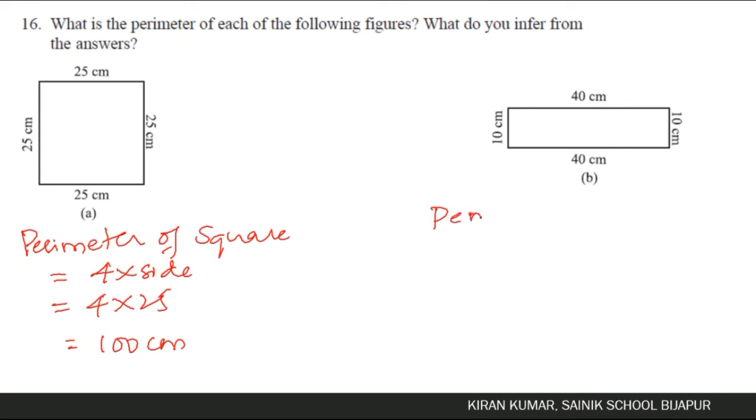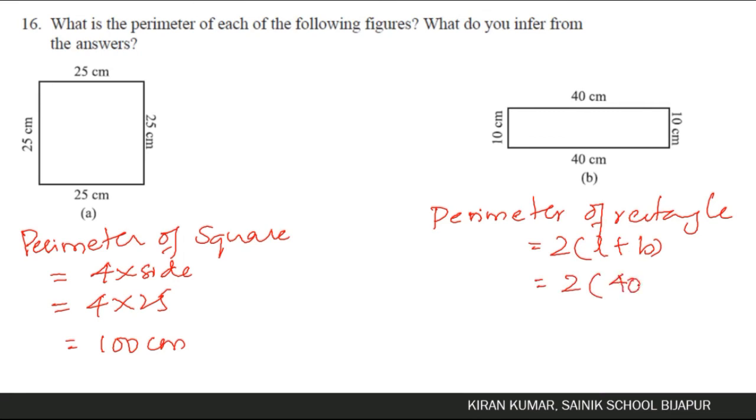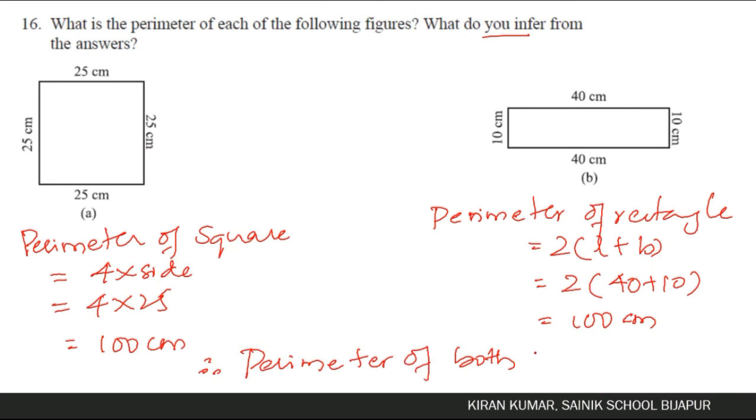Perimeter of rectangle is 2 times of length plus breadth. Here it is 2 times of 40 plus 10, we get 100 centimeter. What do you infer from the answers? We infer that perimeter of both the figures are same.